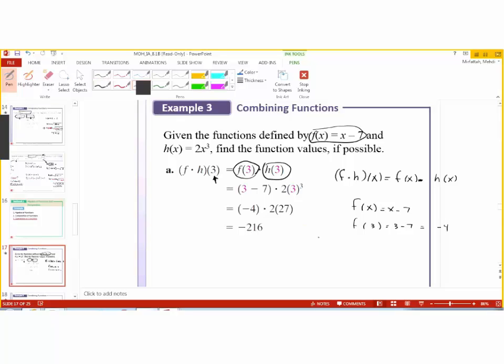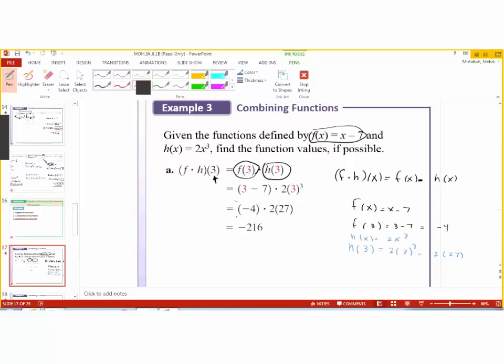To find h of 3, we need to know what h of x is. h of x is given to me as 2x to the power of 3. So h of 3 would be 2 times 3 to the power of 3, which is equal to 2 times 27, right? So that's what we have here.